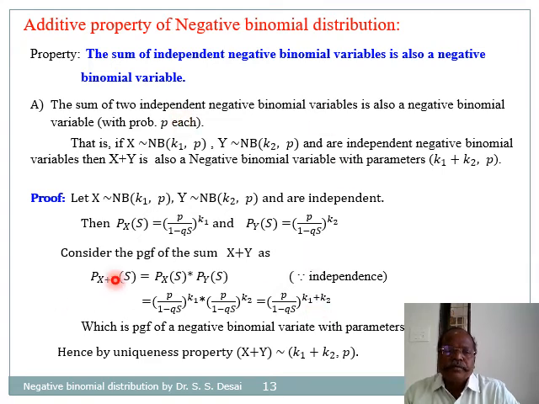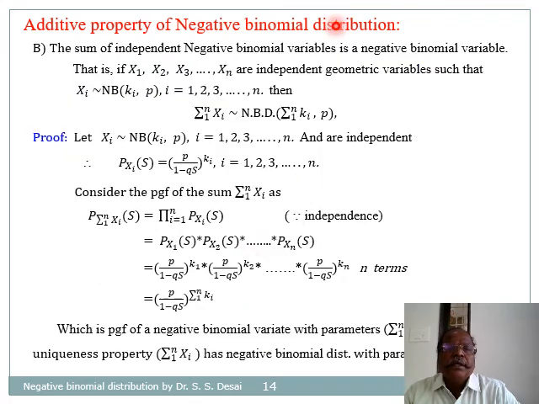Now consider the PGF of X plus Y as P_{X+Y}(s) is equal to P_X(s) into P_Y(s) because of independence, and from the theory of PGF it is given to be so. By substituting various probability generating functions and by simplifying, it gives us P divided by 1 minus Qs raised to k1 plus k2, which is PGF of a negative binomial variate with parameters k1 plus k2 and p. Hence, by uniqueness property, this X plus Y follows NBD with parameters k1 plus k2, p.